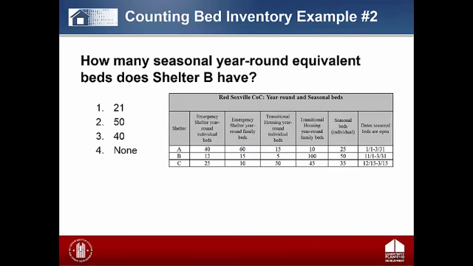For our second example, Shelter B operates a program with cold weather beds, or code blue beds, from November 1st through the end of March. How many seasonal year-round equivalent beds does Shelter B have?